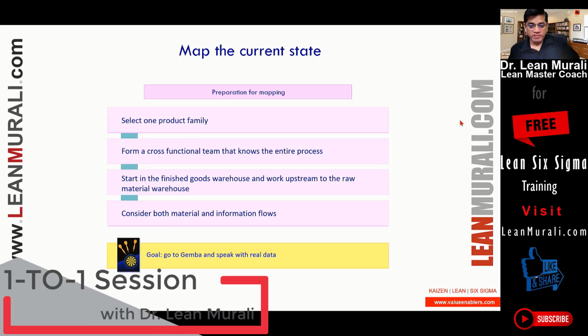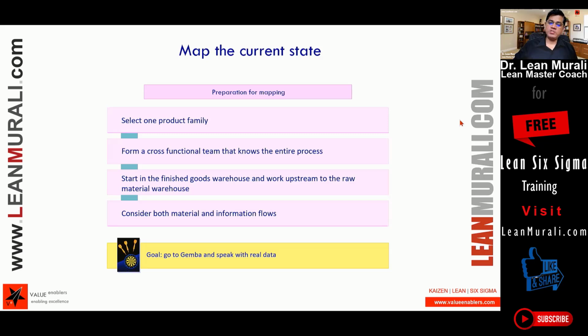It says to start with the finished goods warehouse, work upstream to the raw material warehouse, and consider both material and information flows. Why do we start from finished goods and work upstream to the raw material? Why can't I start from raw material and go to the finished goods? That's the biggest question that we'll have to answer, and books also recommend this. This is my best explanation of it. All of you please take good notes: value stream mapping is like a snapshot at that particular point in time.